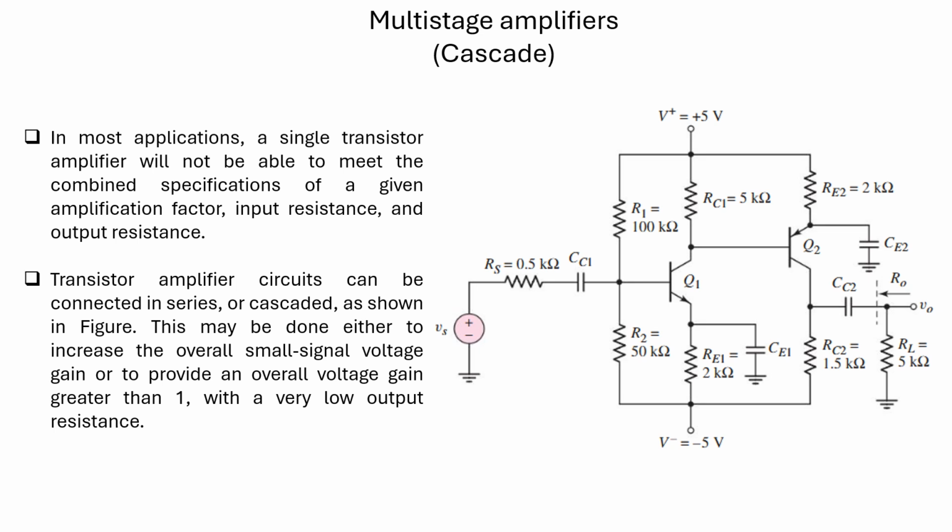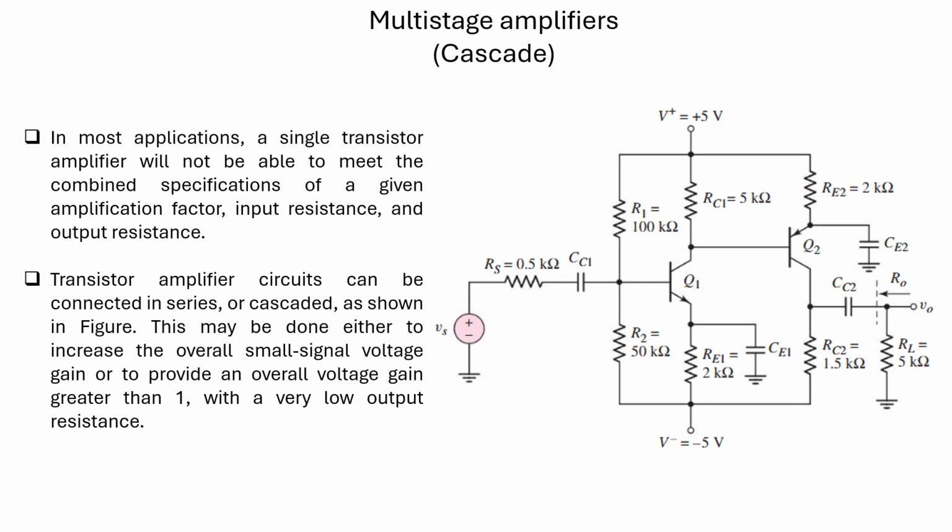The circuit that you are watching here belongs to the cascade type of multi-stage amplifier, since both transistors are connected in series, or cascaded. That's why the term cascade was introduced. The primary objective in designing a multi-stage amplifier is to meet combined specifications, such as a given amplification factor, or some input resistance and a lower output resistance. These are the objectives that we want to meet with the help of the multi-stage amplifier.